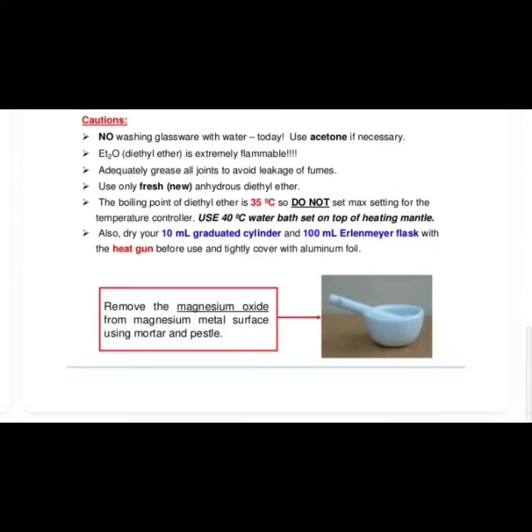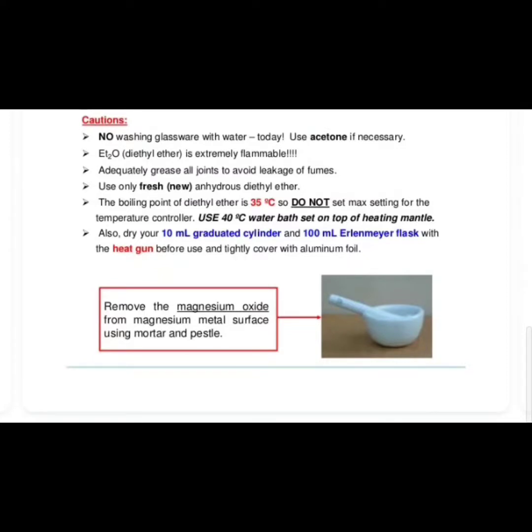The boiling point of diethyl ether is 35 degrees Celsius, so do not set a max setting for the temperature controller. Since the boiling point is very low, 35 degrees Celsius, a much higher temperature is not required. Mainly Grignard reagents are carried out at very low temperature, around 0 to -70. You can achieve this temperature by using different methods, such as dry ice or others.